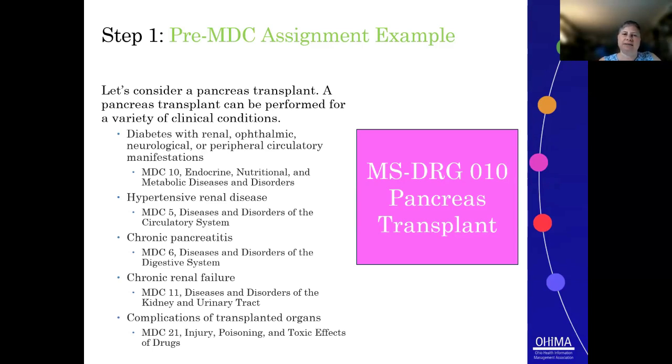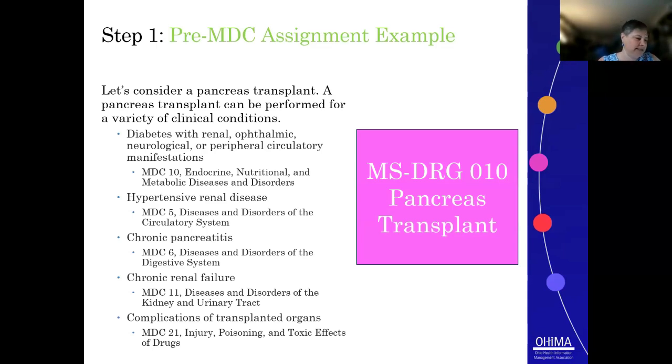So Medicare did not assign an MS-DRG for each of these clinical areas. If we use the regular MS-DRG structure, we would be left with 5 different groupings for a pancreas transplant. And these groupings would have very little volume. And the driver, I should say, for the cost or the resource intensity of the pancreas transplant is the transplant itself, not the diabetes, the renal disease, the pancreatitis, those things.